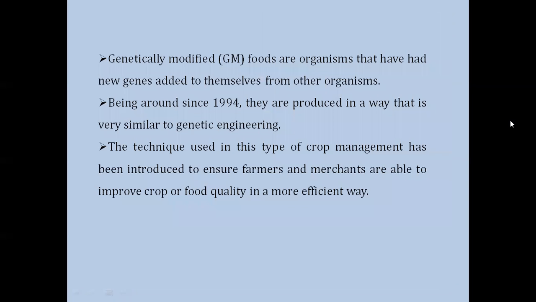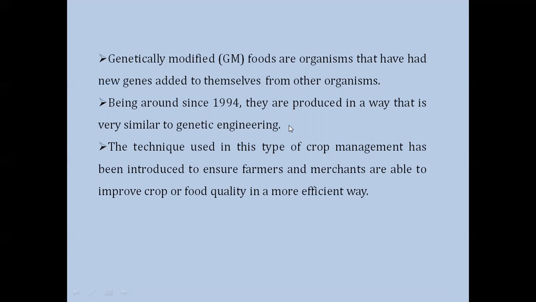So here are a few things. Genetically modified foods are organisms that have had new genes added to themselves from other organisms. It's very clear to you because during recombinant DNA technology you already learned that once your target gene is inserted into a target species, the species becomes a genetically modified organism, or GM. They began around 1994, and were produced in ways very similar to genetic engineering.